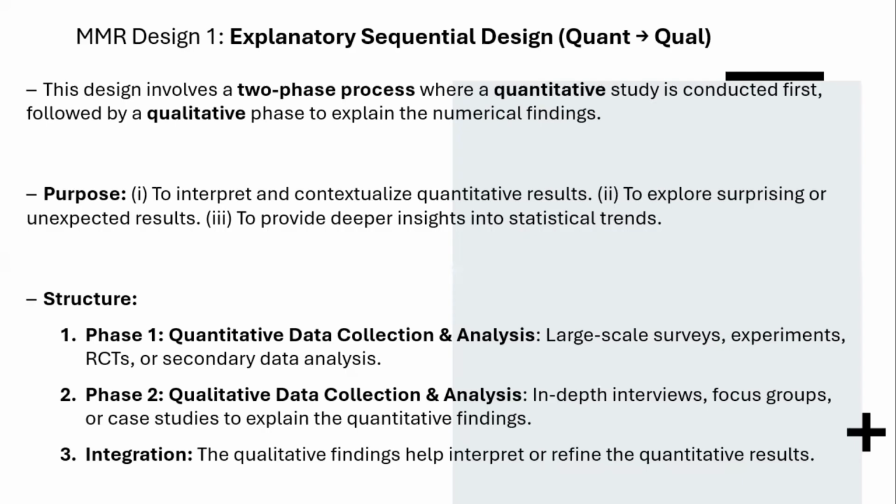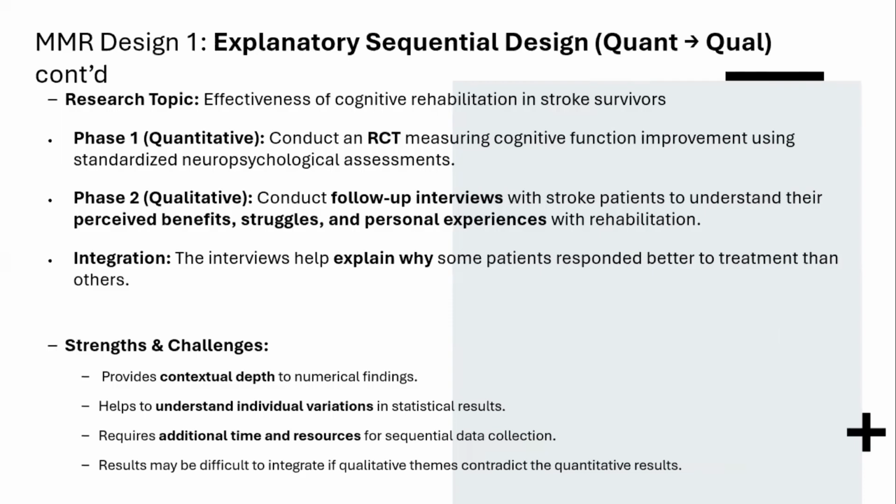All right. Any question on explanatory sequential? If you look at this example, let's say there's a research topic on effectiveness of cognitive rehabilitation in stroke survivors. The person can first do a quantitative study, conducting an RCT to measure cognitive functioning improvement using psychological assessment. Based on the findings, they go and conduct interviews to explain the findings. Okay, so this is explanatory sequential. Any question on this?